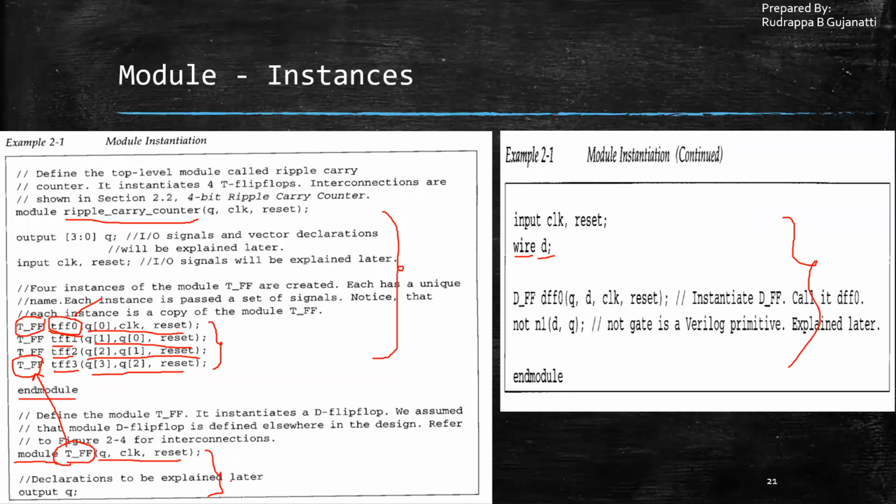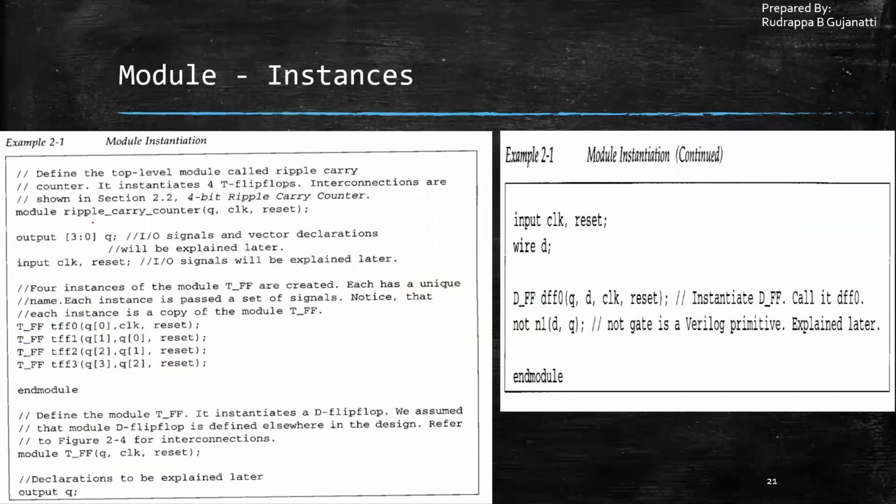So here you can observe one more thing. Here we have specified something as D underscore FF. This is also another module which is being declared. For this module we are creating an instance of it. DFF0 is an instance of the D flip-flop whose module name is D underscore FF, and in this you can see the parameters that are present.